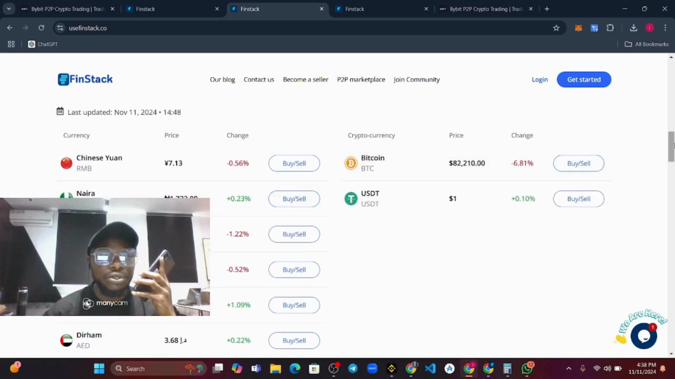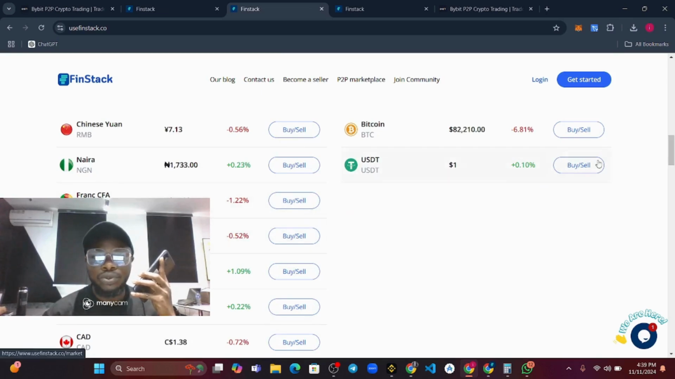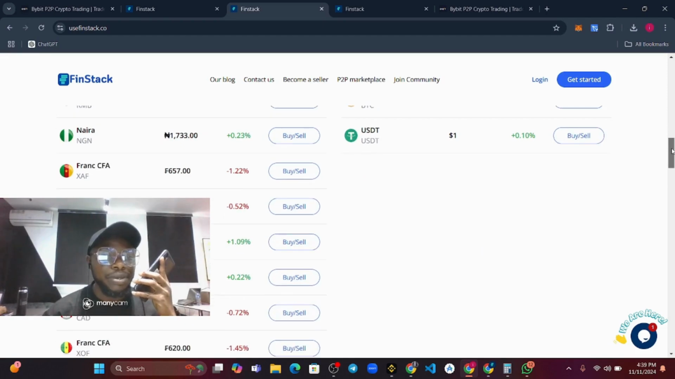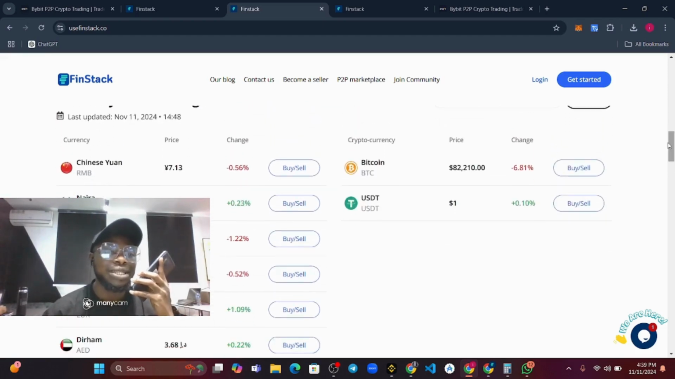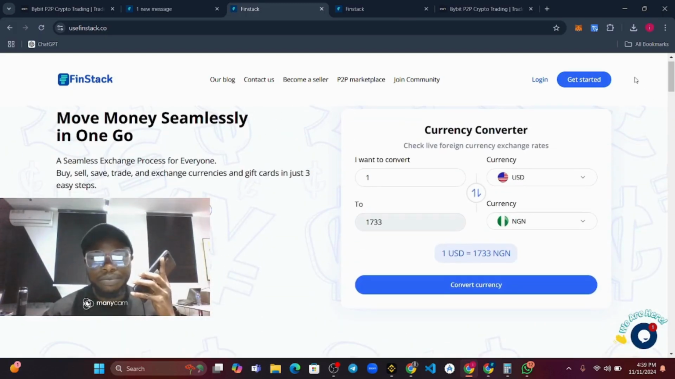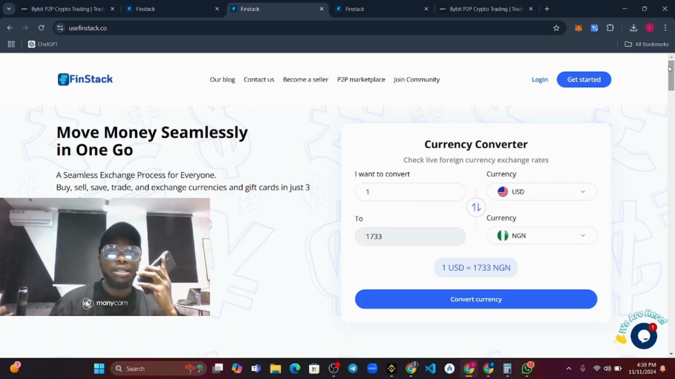Now this is the rate of the Chinese yuan to dollar. This is the rate of naira to dollar. This is the rate of franc CFA to dollar as well. So it simply depends on what exactly you want to do. So you can as well send money to Ghana using Finstack. You can as well send from Ghana to Nigeria as well. So let's look at the process.